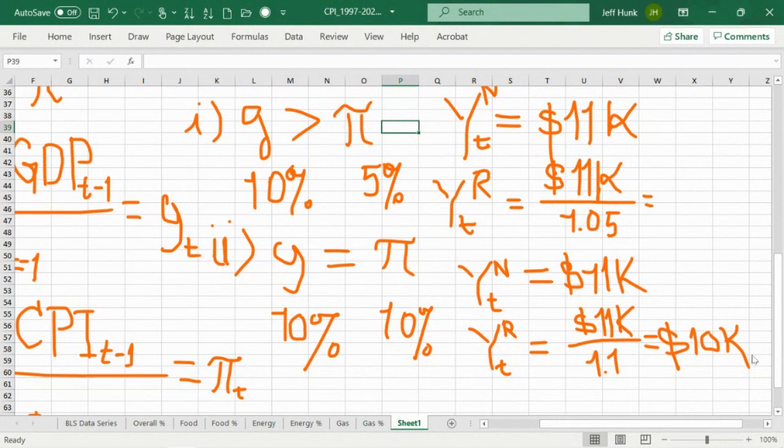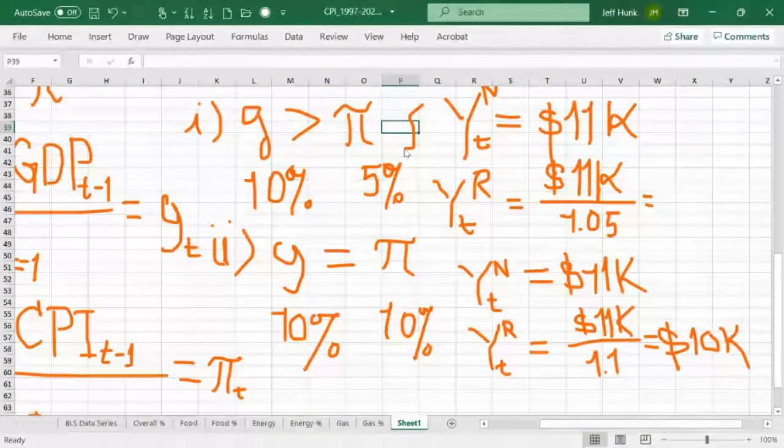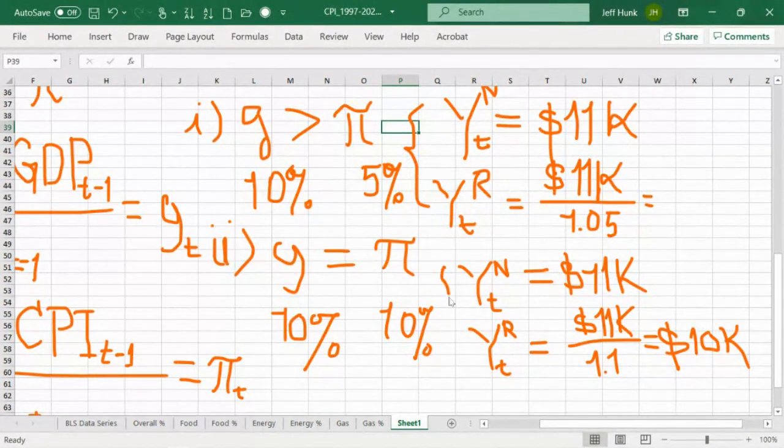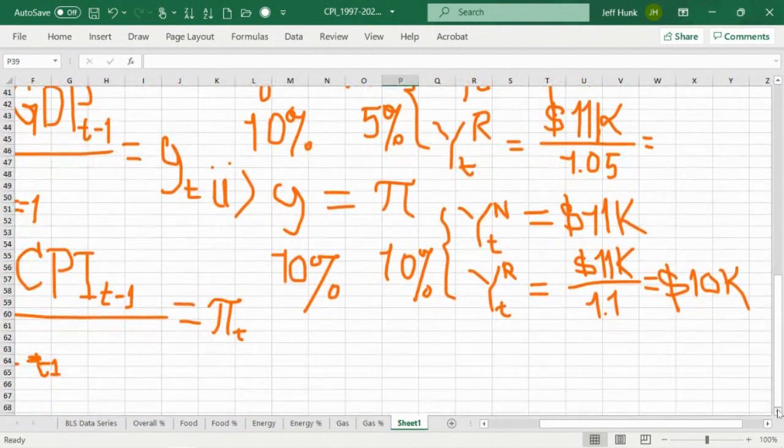And if this is the case, some people may complain and some people may not, right? Some people may say, because of the inflation, although my paycheck went up by 10%, there is hardly anything I can buy more. I mean, with $11,000, I can only buy as much as what I could buy last year, right? Make sense? That's scenario two. So some people may complain, some people may not.